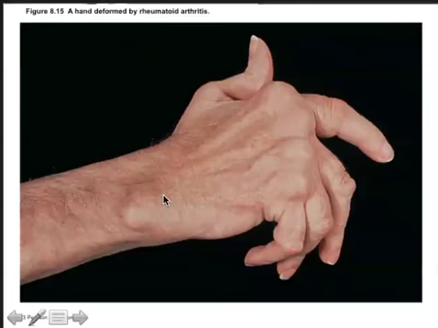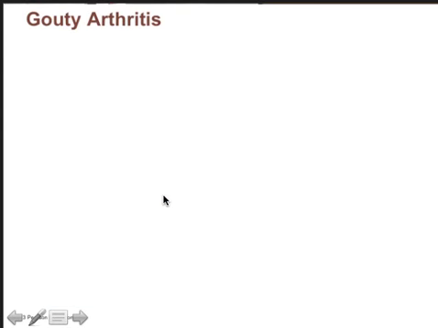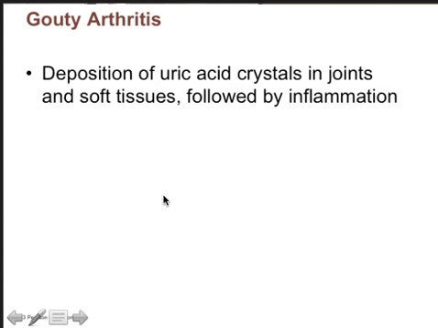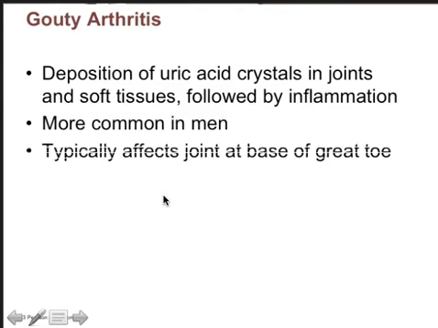Very, very painful condition. Gouty arthritis is the result of uric acid crystals depositing in the joints and the soft tissues, which is followed by inflammation. It's more common in men, and it typically affects the joint at the base of the big toe and areas that are distal regions of the body.